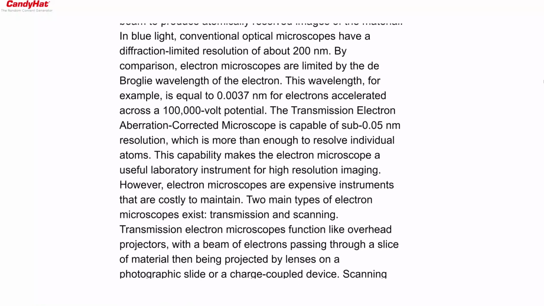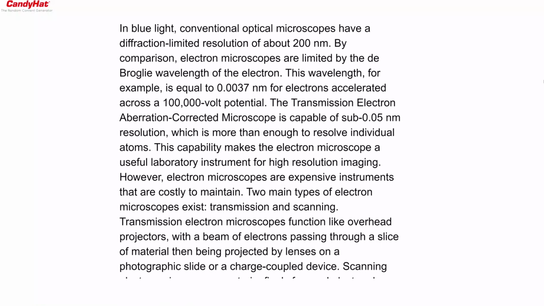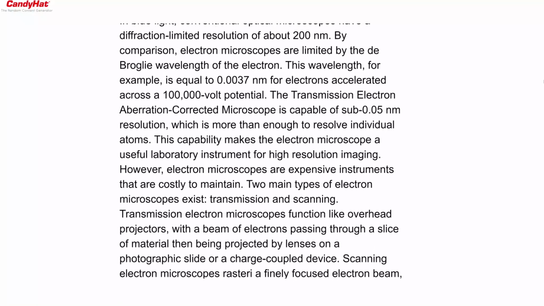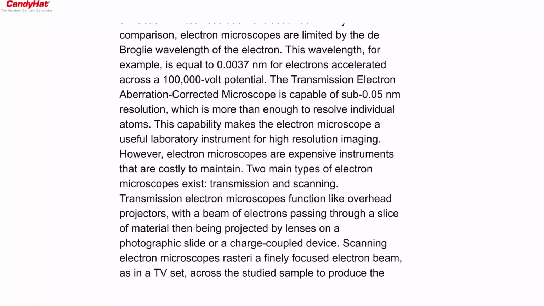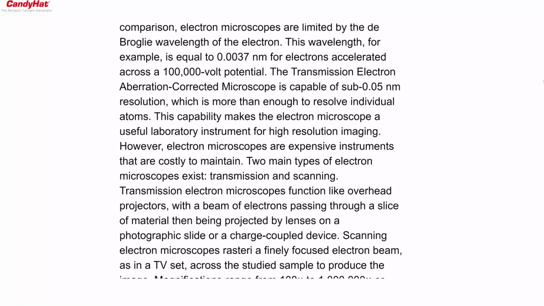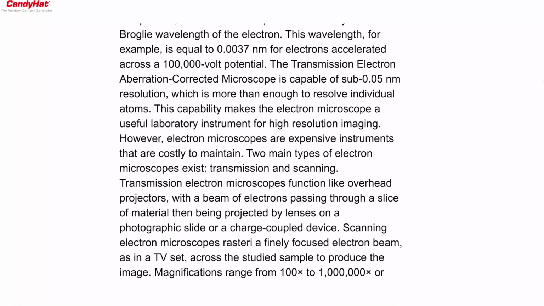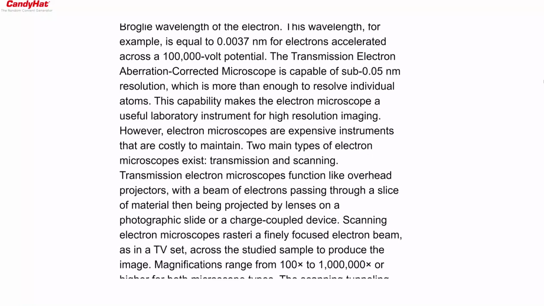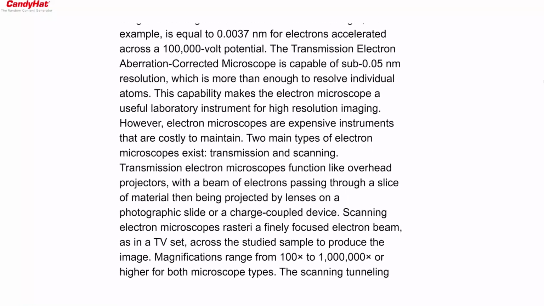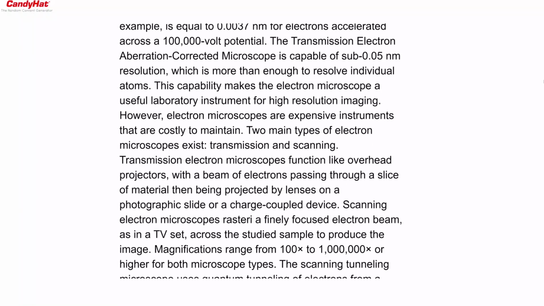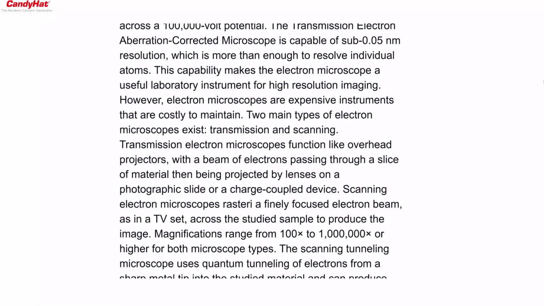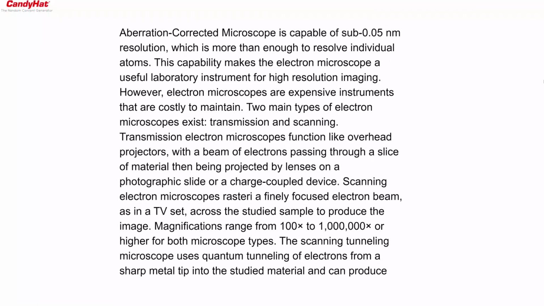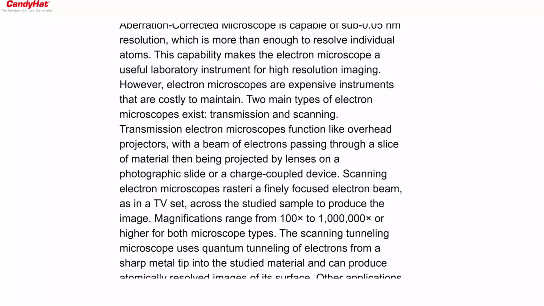The transmission electron aberration-corrected microscope is capable of sub-0.05 nm resolution, which is more than enough to resolve individual atoms. This capability makes the electron microscope a useful laboratory instrument for high-resolution imaging. However, electron microscopes are expensive instruments that are costly to maintain. Two main types of electron microscopes exist: transmission and scanning.